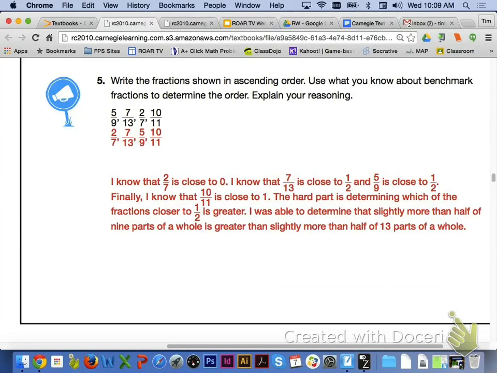If we take a look at those two fractions closely, hopefully we are able to determine that slightly more than half of 9 parts of a whole is greater than slightly more than half of 13 parts of a whole. So if you look at that denominator, if it's greater, then it's probably going to be a smaller fraction. So if we look at the order then, ascending order, we should have 2/7, 7/13, 5/9, and 10/11.